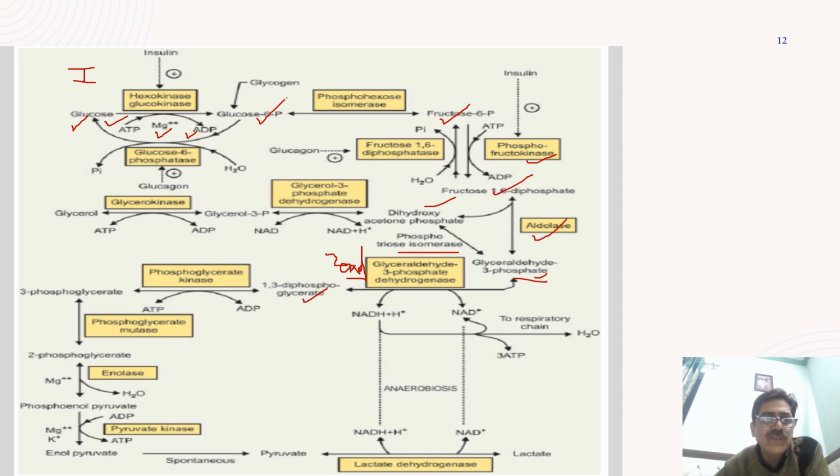1,3-diphosphoglycerate gets converted to 3-phosphoglycerate. This converts to 2-phosphoglycerate. Lastly to phosphoenol pyruvate, you get now enol pyruvate, means finally you get pyruvate. Now this is an irreversible reaction. First one was an irreversible reaction, and this third one, that is fructose 6-phosphate to fructose 1,6-diphosphate, again an irreversible reaction. Rest of the reactions are reversible reactions.